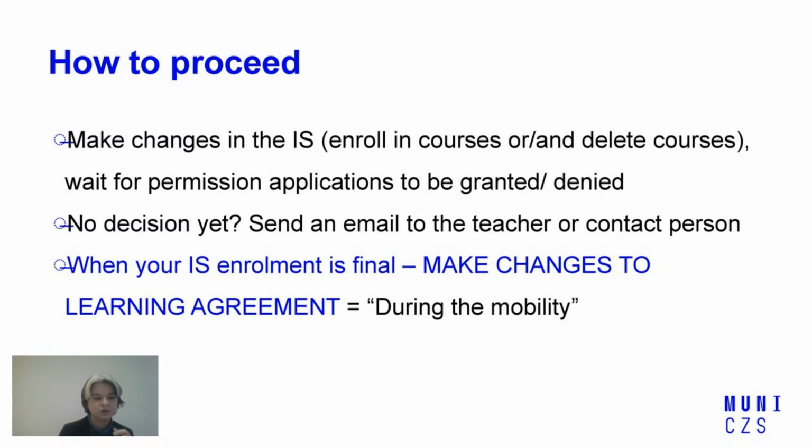So back to the learning agreement. You decide what courses you want, you make the changes in the IS system, you enroll into new courses, you can always discuss new courses with your department coordinator, and you can delete the courses that you realize that you don't want or you can't take. If you're applying for permission, you wait or contact the teacher or the contact person.